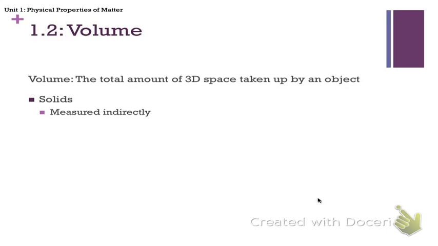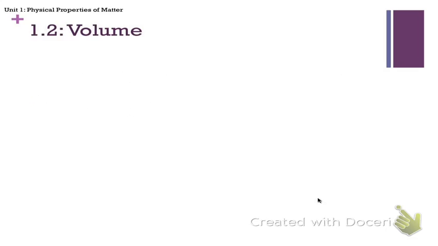Oh, one thing I wanted to say about solids is that they're also measured indirectly. What I mean by that is that you have to measure three different dimensions, a length, a width, and a height, in order to get the overall volume, and then you're actually going to have to do math with that. So you're not going to be able to just do a measurement and then get that volume. You're actually going to have to do some calculative work. So that's what I mean by measuring indirectly.